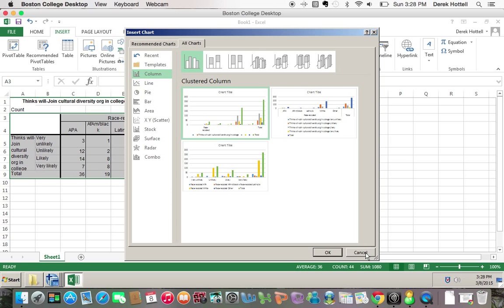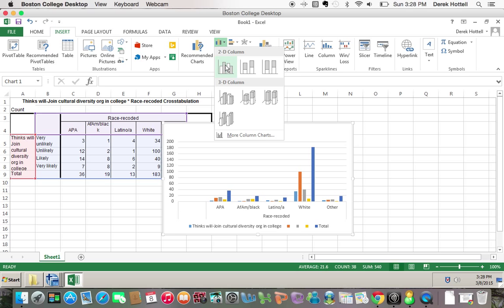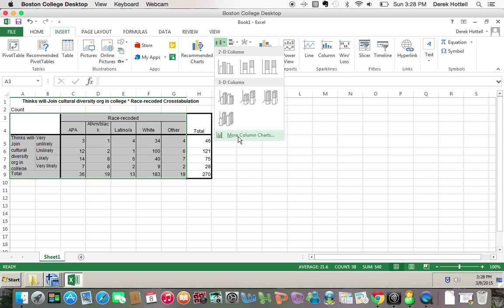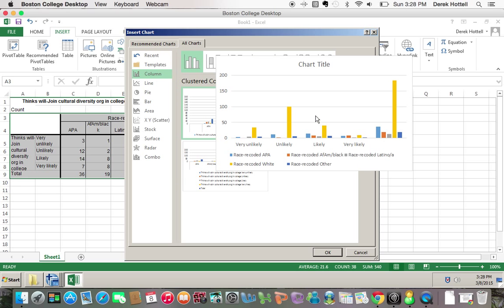So the choice is how we want to represent it. And let's say we don't want to include the total. The easiest way to eliminate the total is you simply don't highlight the total. And we could have it either go by the racial identity, or we could have it go by what they're likely to select. So I think it's easier to group them by race. And so let's use this one.